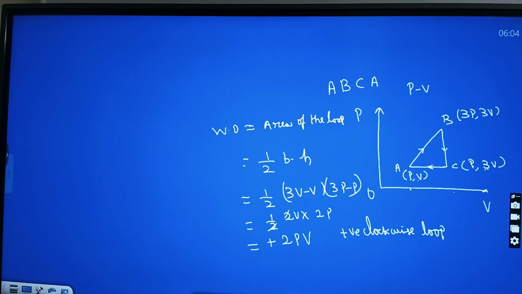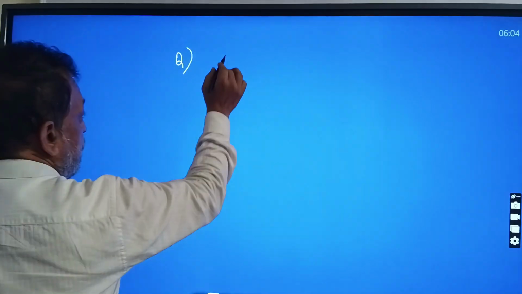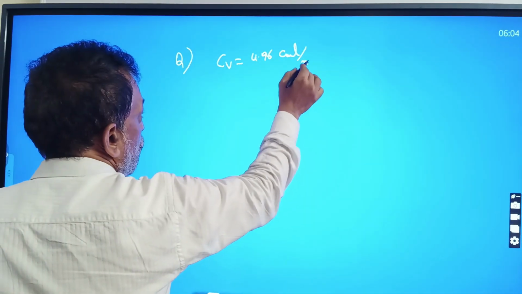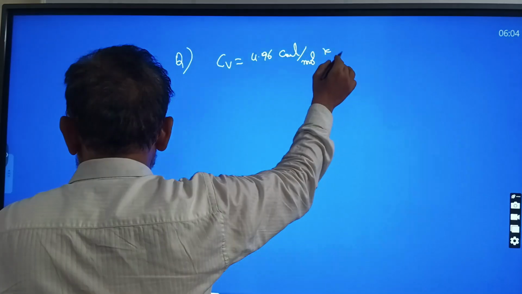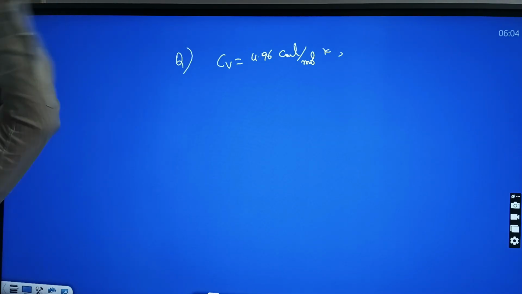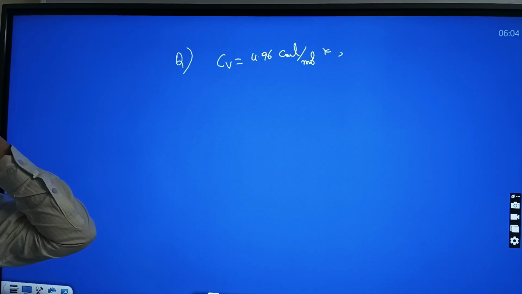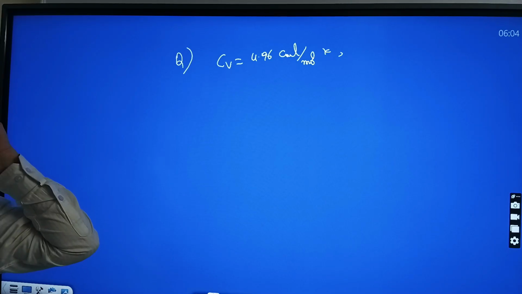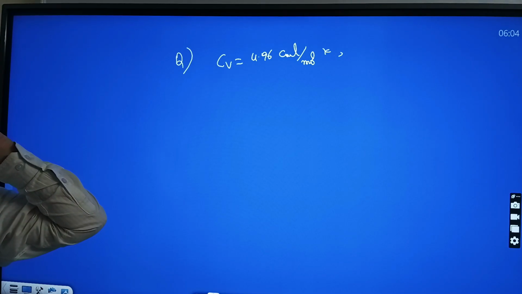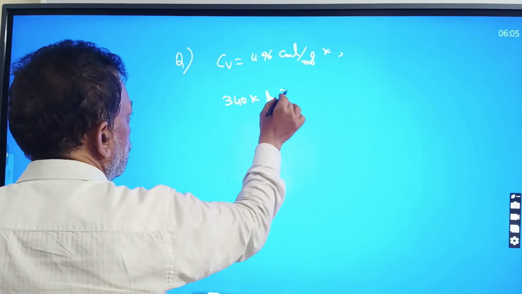Right, next. I take the problem. If CV is equal to 4.96 calorie per mole Kelvin, then find the increase in internal energy when the temperature of 2 moles of this gas is increased from 340 Kelvin to 342 Kelvin.